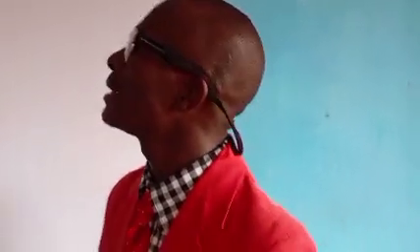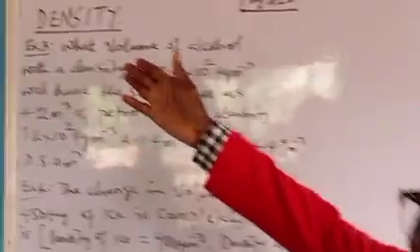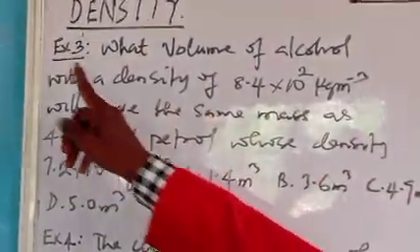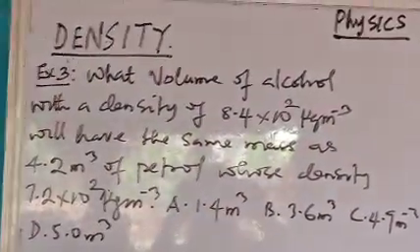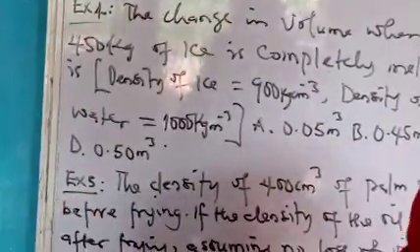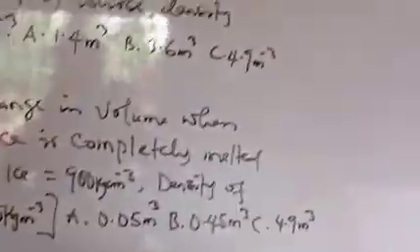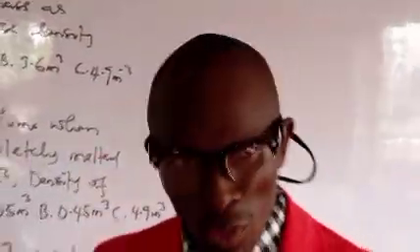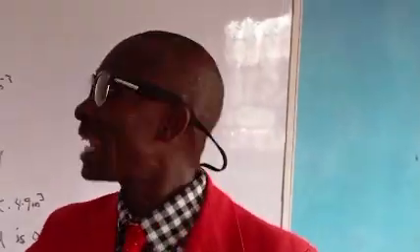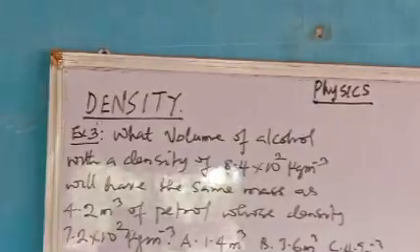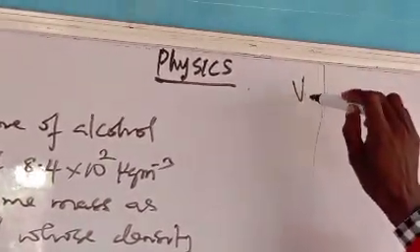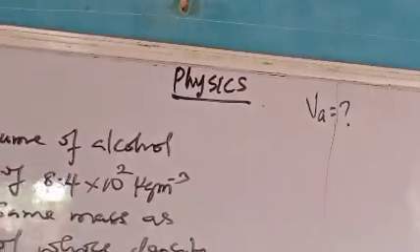Now, from what we have discussed so far, from the last equation I gave to you on density, we want to use the equation to solve example 3, example 4, and example 5. Let's look at them. If you look at this example, we say, what volume of alcohol? You are looking for the volume of alcohol.